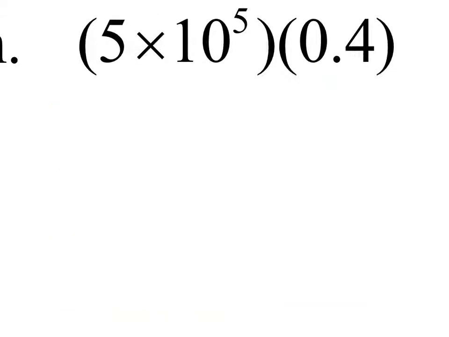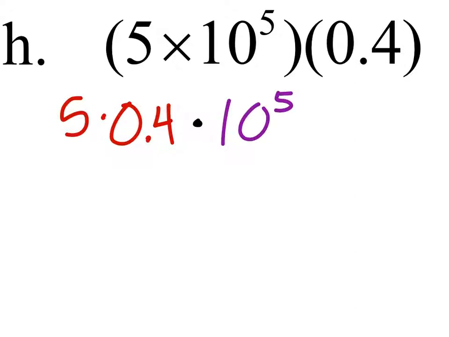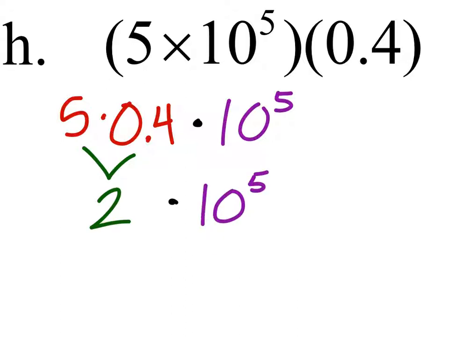Alright, H right here. I'm going to show this one a little bit differently. So what I'm going to do is take the two numbers I have, and I've only got one base 10 value, that's okay. So I can take 5 and multiply this by 0.4, and then just multiply this by 10 to the power of 5. See, I mean, you could change 0.4 into scientific notation, but I can do 5 times 0.4 directly, which as it turns out is 2. Well, that'd be 2 times 10 to the power of 5. Done.